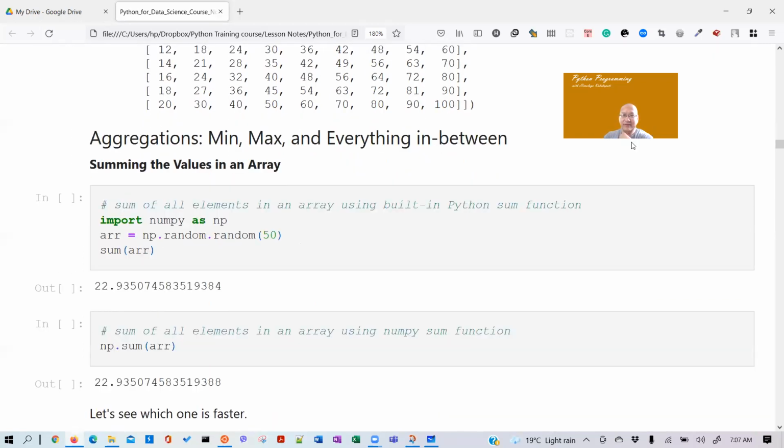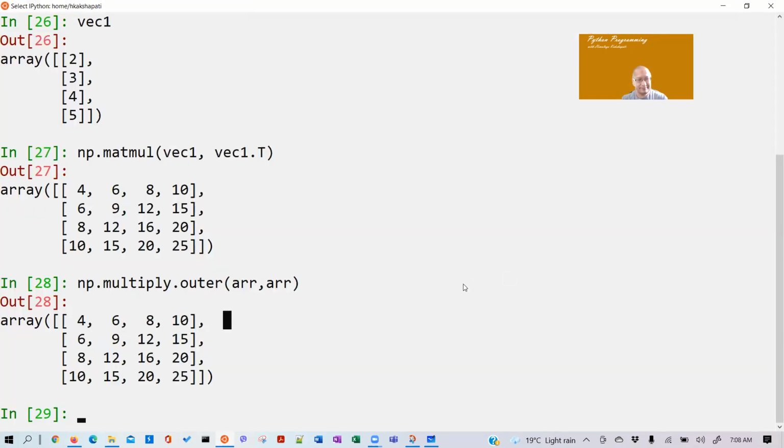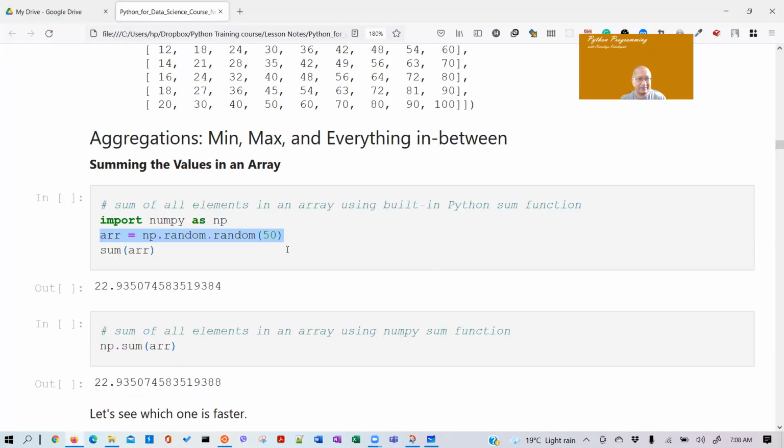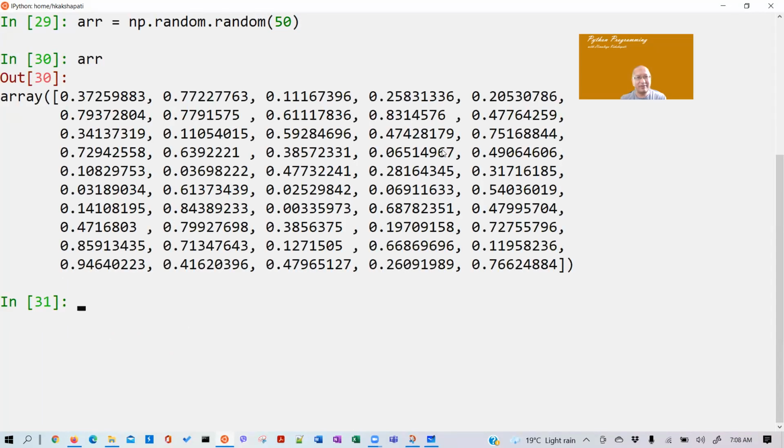All right, so let's see. Another one is aggregations. I'm still not at 5 minutes. Aggregations: mean, max, and everything in between, such as summing the values in an array. Okay, so let's see. We have this. Basically we take a random array of 50 numbers, so that's a random number series.